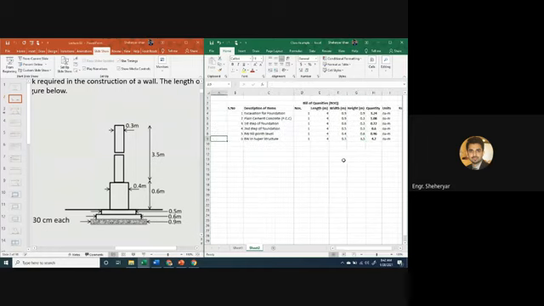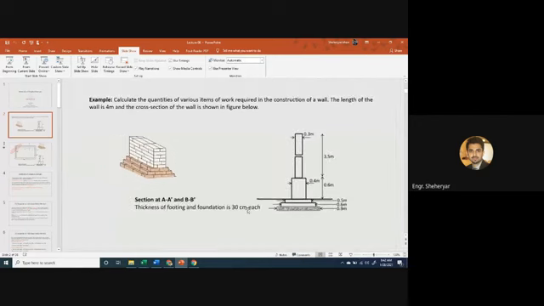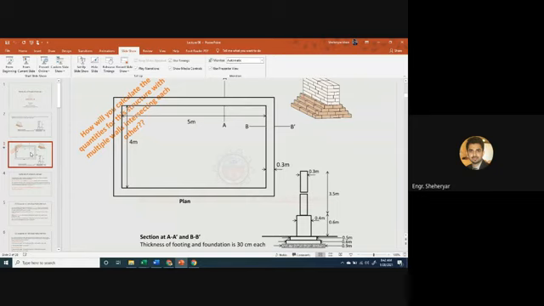So this was a very simple example of calculation of different quantities of a straight wall. The wall was straight, there are no turns, no corners, no junctions, no intersections. So a simple wall. But what about this wall?